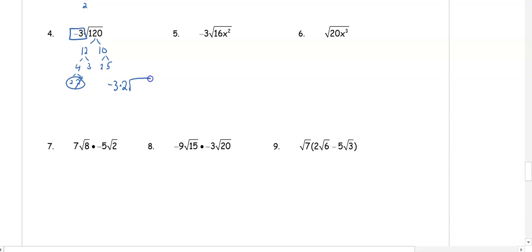For numbers left over, we want any number that does not have a branch coming from it. It is not circled. So we have 3, 2, and 5. So we're going to multiply those together under the square root. So we get -6 root 30.